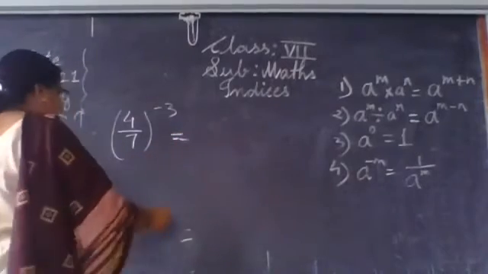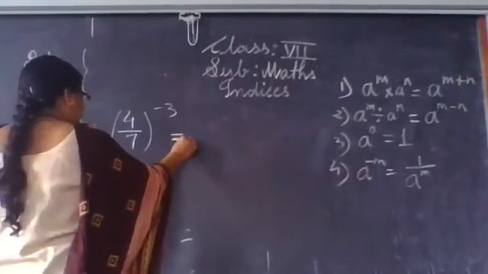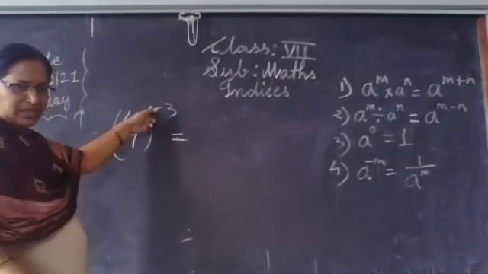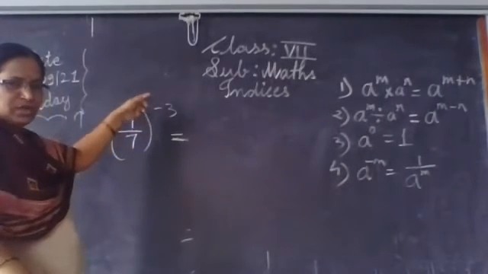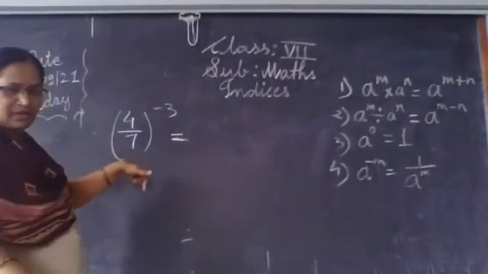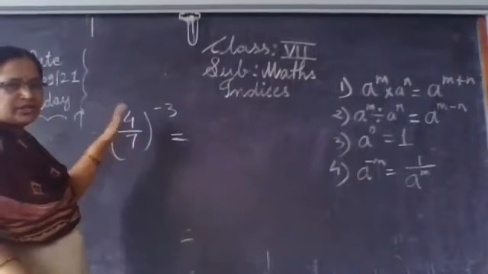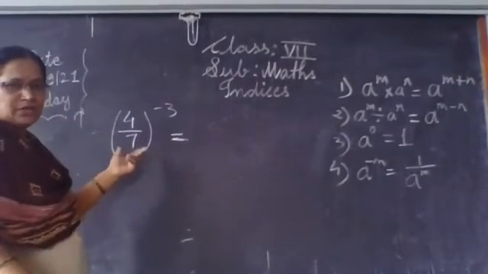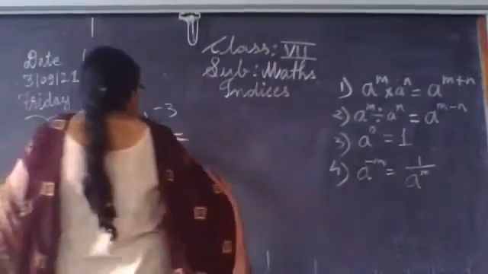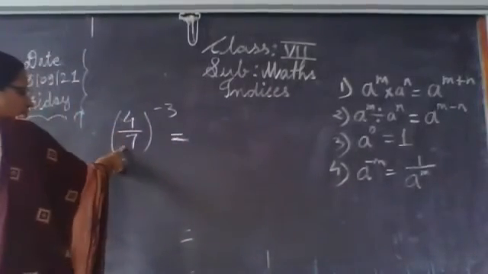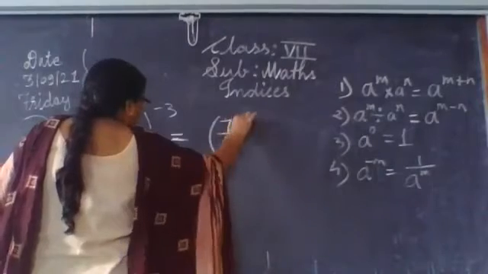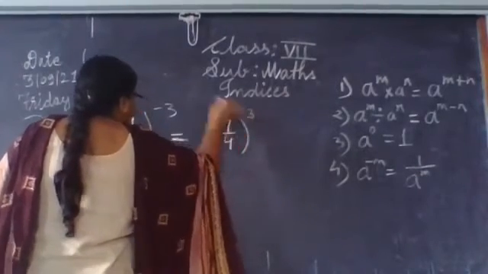So you can directly write 4 upon 7 and the power is negative. So to make it positive, you have to divide this by 1. So instead of doing this all, you can skip 2 steps. You can just take the reciprocal of this 4 upon 7, it will be 7 upon 4, and the power is positive.